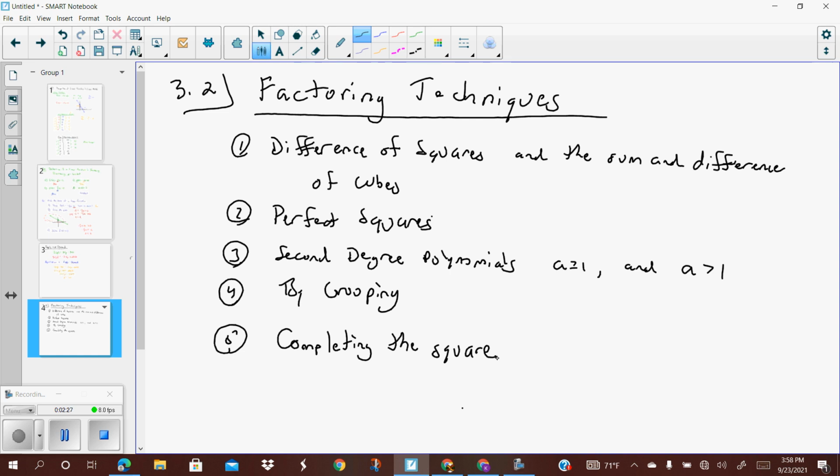Okay, so the concept of factoring. First of all, a factor. A factor is literally something being multiplied by something else. That is a factor.